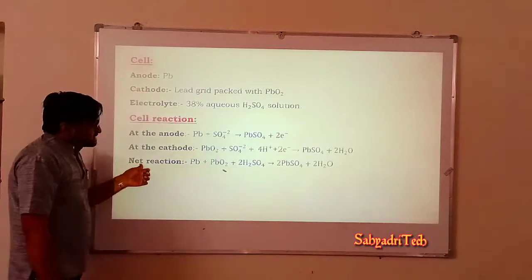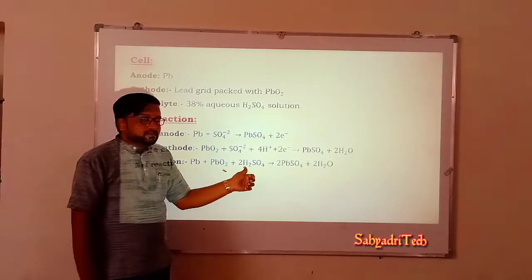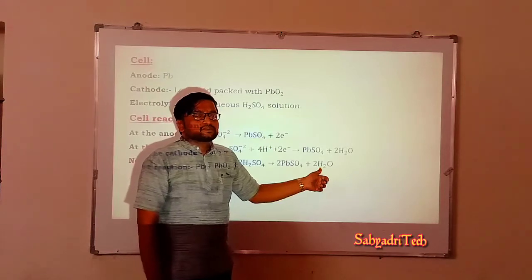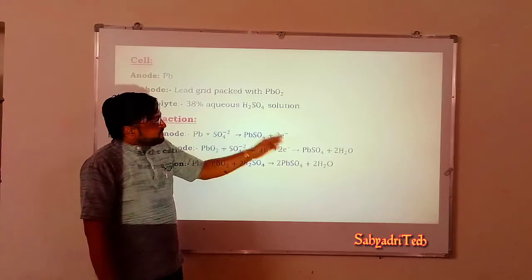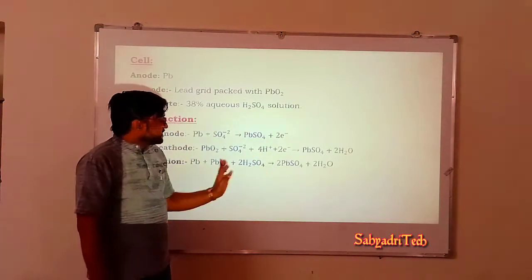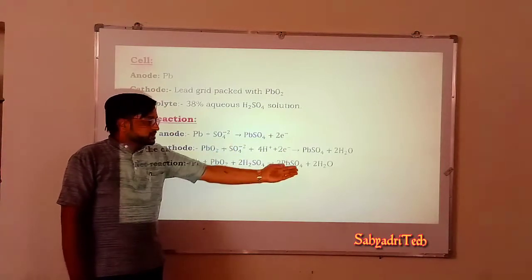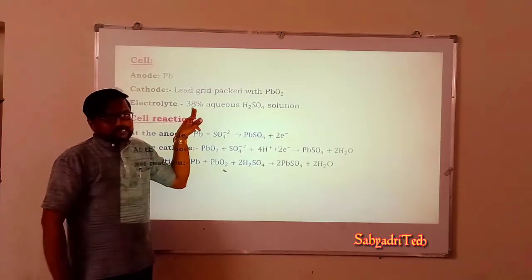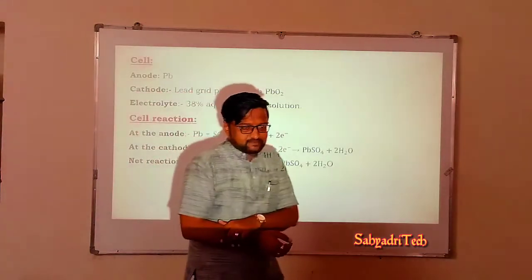So, what is the net cell reaction? Pb plus PbO2 plus 2H2SO4 gives rise to 2PbSO4 plus 2H2O. So during discharging, what happens? Sulfuric acid is being converted into water. It means lead is converted into lead sulfate, PbO2 is converted into PbSO4, and sulfuric acid is being converted into water. Means its concentration goes on decreasing. So that is about discharging.